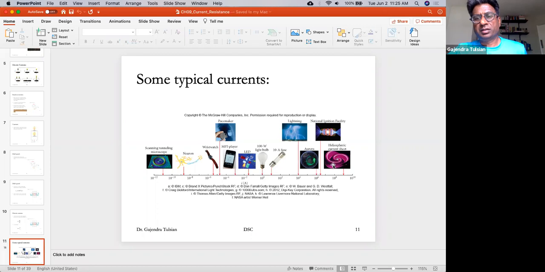And this is a heliospheric current sheet where the current is about 1 billion amps. It is made up of solar wind, and that solar wind gets compressed into a thin sheet because of the magnetic field of the sun, and that's called the heliospheric current sheet. Anyway, these are some of the currents that you see.